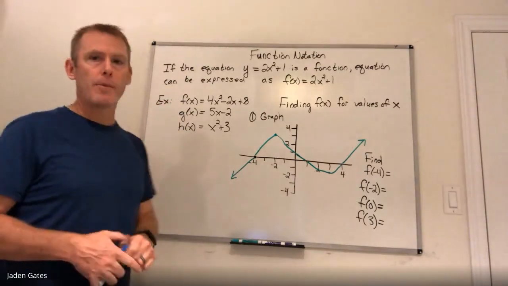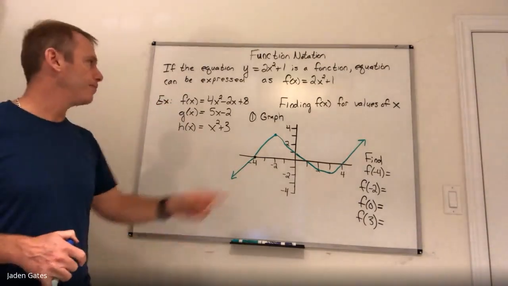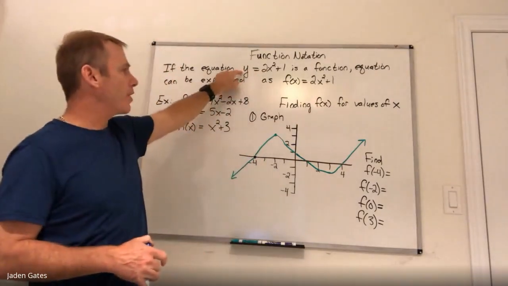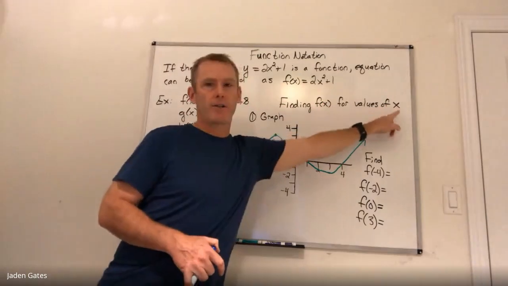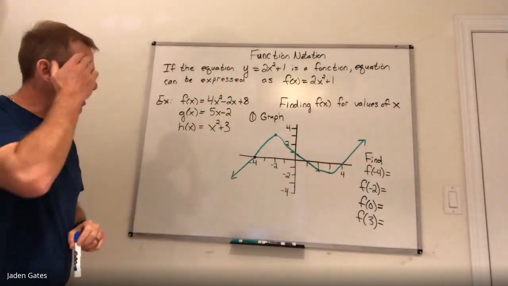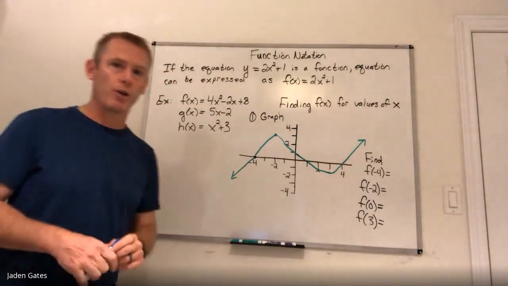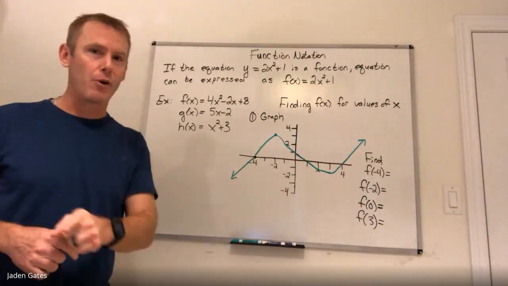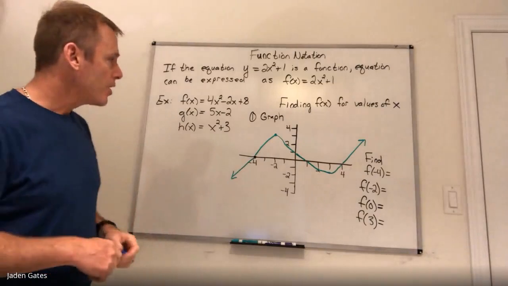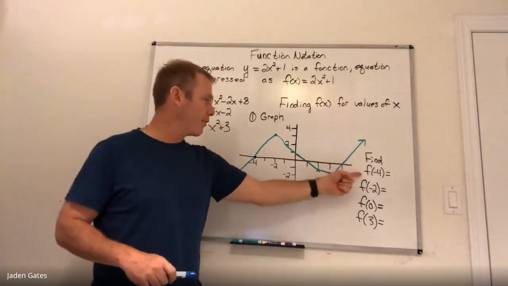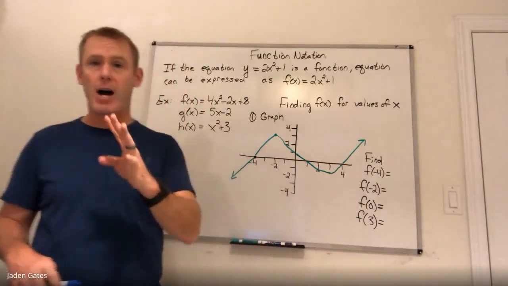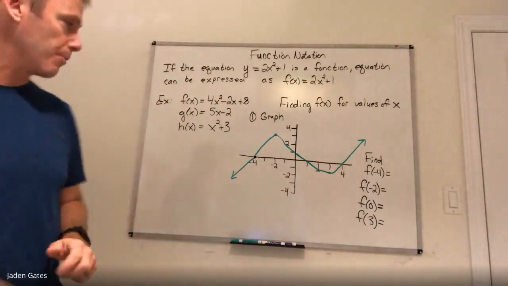Now, here's what we're all about on this lesson. We're going to find f of x, which means find your y value for values of x. All right, so that's all that's happening here. Now, there's two different ways that we're going to look at. The first one is a graph, which is really easy if you know what you're looking for, impossible if you don't. So I'm going to find f of -4, f of -2, f of 0, and f of 3. So four y values I'm going to find.